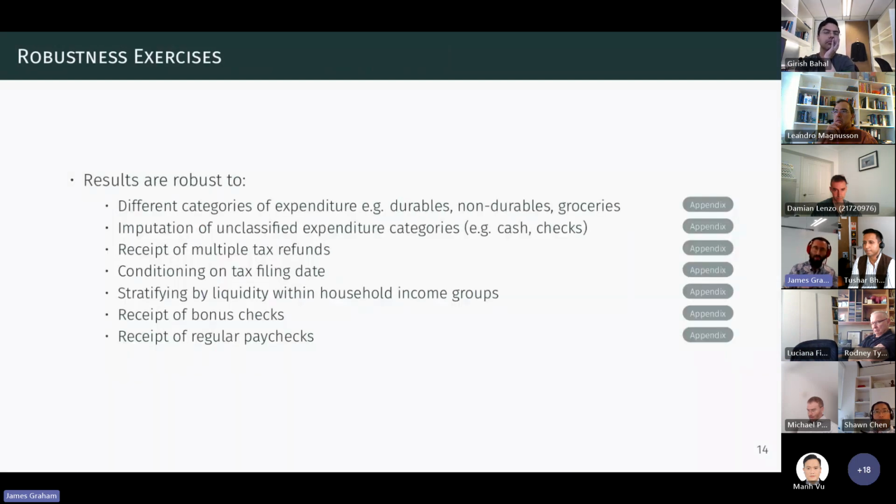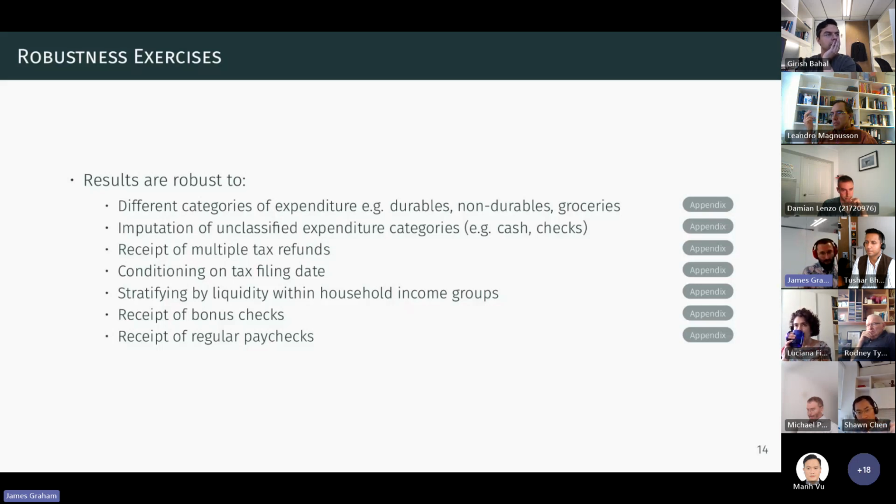I won't go through them, but there's a ton of robustness checks we do. We do this again without imputing these non-observed expenditures. We do this by looking at different kinds of spending categories, so durables, non-durables, services, groceries, and so on, and it all looks kind of the same. In case you're worried that by throwing away the people who receive multiple tax refunds, something funny is happening there, we redo that experiment and again find similar results.